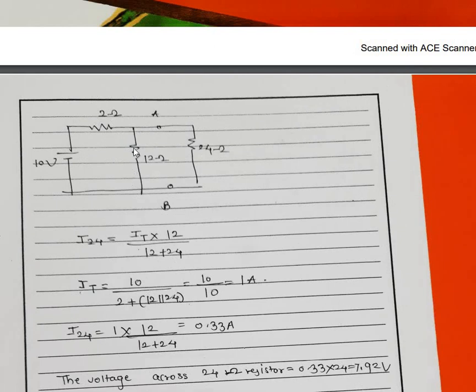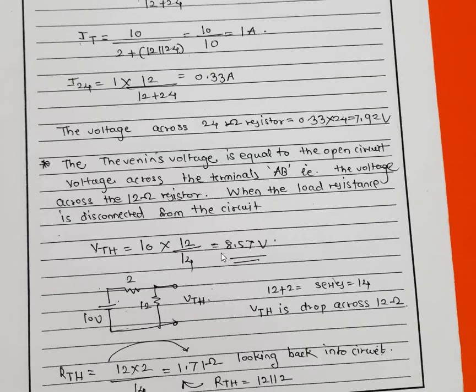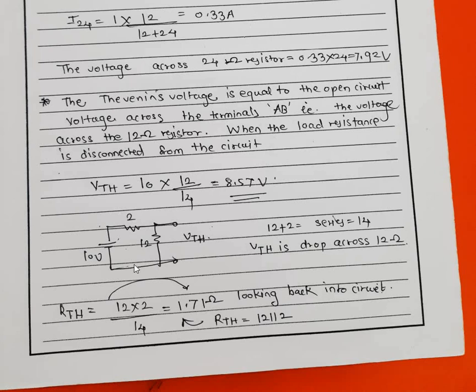This is 12 plus 2, 14, and the drop across 12 is 12 into 10 divided by 12 plus 14, that is, the answer coming out to be 8.57 volt. So this is our open circuit voltage, that is called VTH. And now what we want is RTH, that is equivalent resistance.